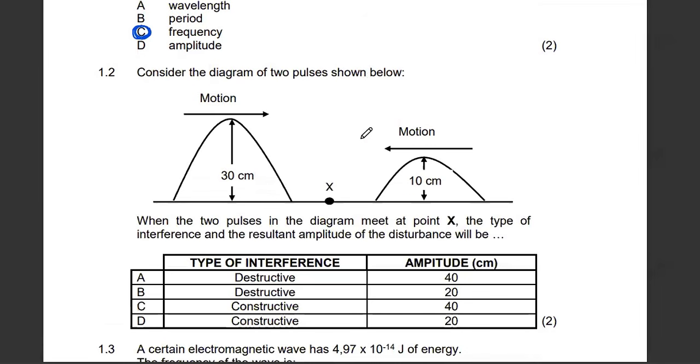1.2, if we have 2 diagrams or 2 pulses shown below, okay, all of them are crests. So it's a 30 centimeter, it's a 10 centimeter. Okay, but the direction is opposite. So when these 2 pulses meet at point X, what will be the type of interference that's going to happen? Okay, so since both of them are crests, then we're going to have a constructive interference. Okay, so then we have a 30 plus a 10, we end up with 40 centimeters. So C is the best option there.